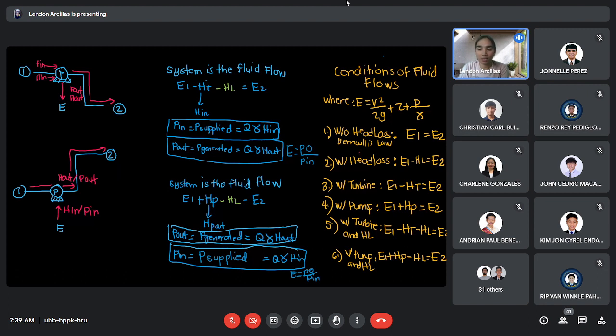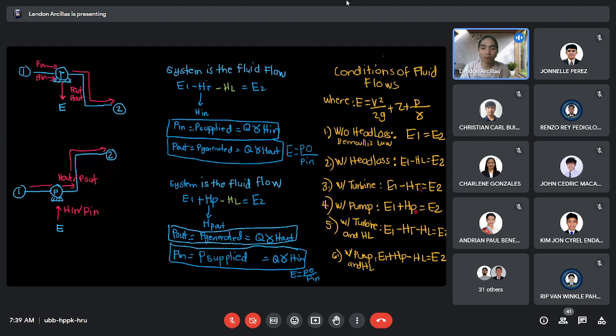If we add friction with head loss, since head loss is caused by major friction, we subtract the head loss. Okay? Usually it is given, but we have formulas here later on. If we add a turbine to the system, subtract HT. What is this? HT in. If we add a pump to the system, we add the pump. This is HP out.